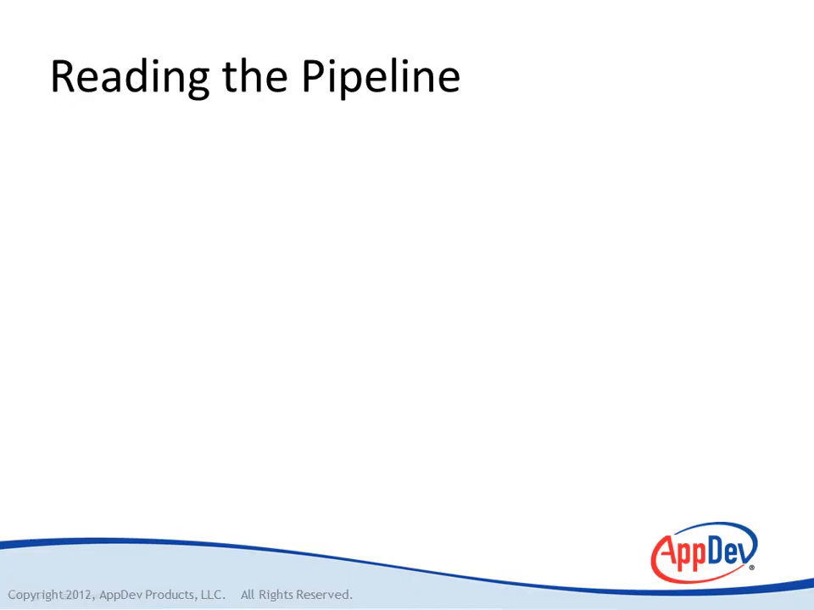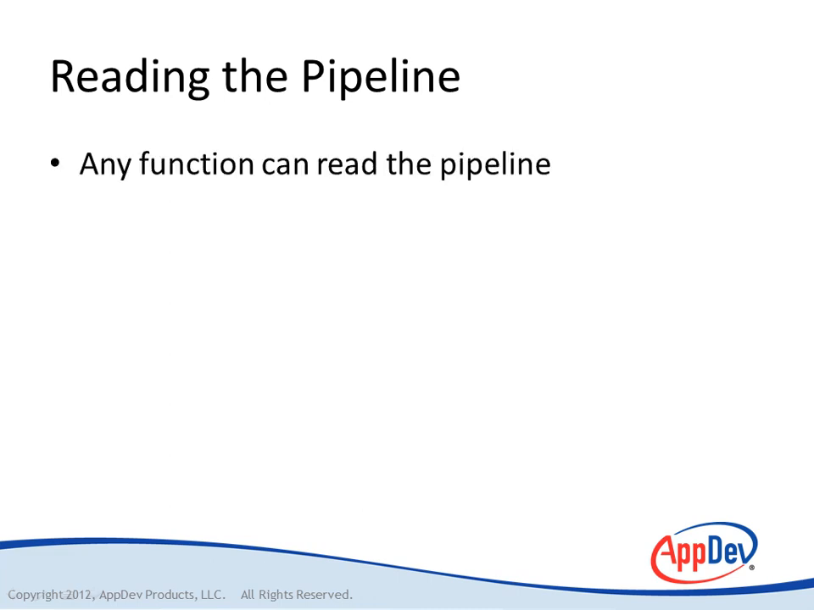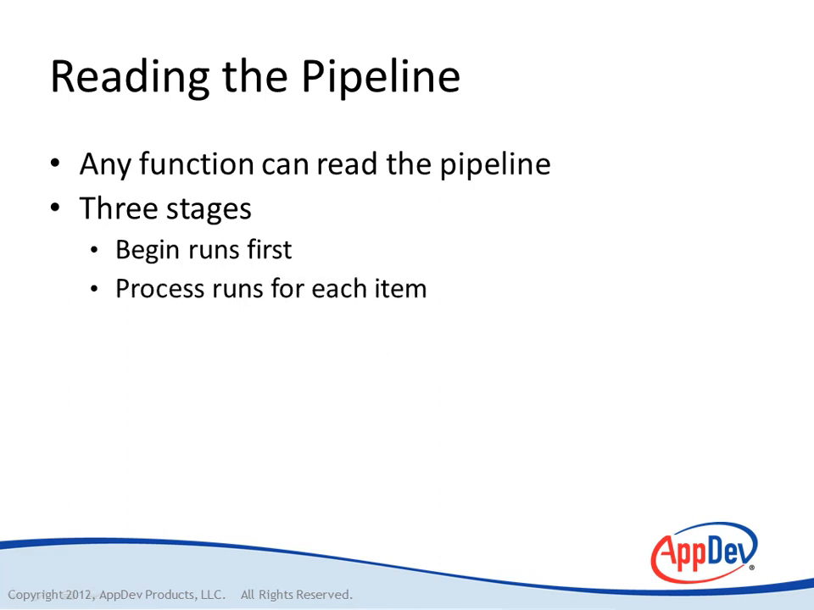The $_ variable, which I'm just going to call the current item from here on in, is something that you need when you're writing functions that are going to read the pipeline. And any function can actually read the pipeline. Pipeline processing has 3 stages. The first stage is begin. It runs once and it runs first. And then the process block is going to run for each item in the pipeline. And then the end block is going to run exactly once and run last.